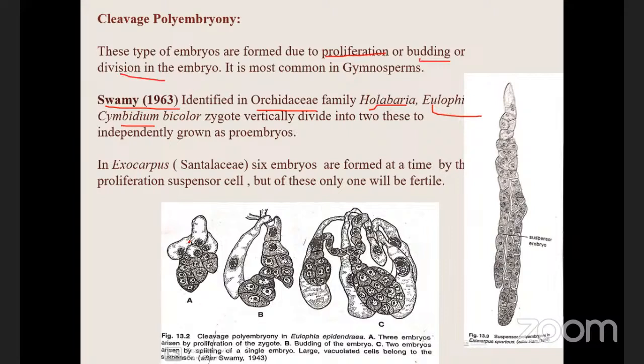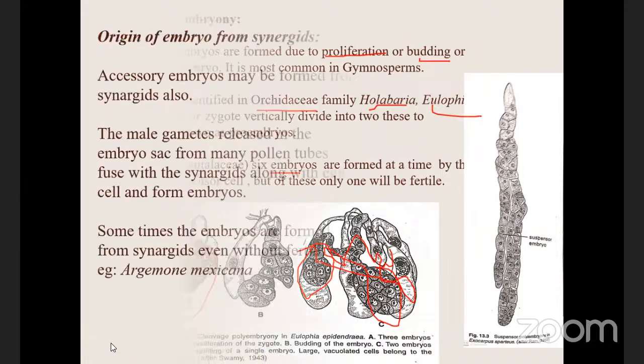One embryo is dividing into 1, 2, 3 like that. The embryo undergoes division, cleavage, splitting into 2, 3, 4 or 5. Here is the cleaving, splitting. 6 embryos are formed by the proliferation of the suspensor cell that you see here. Either 2 or 3 or 4 are forming by the splitting of the embryo.